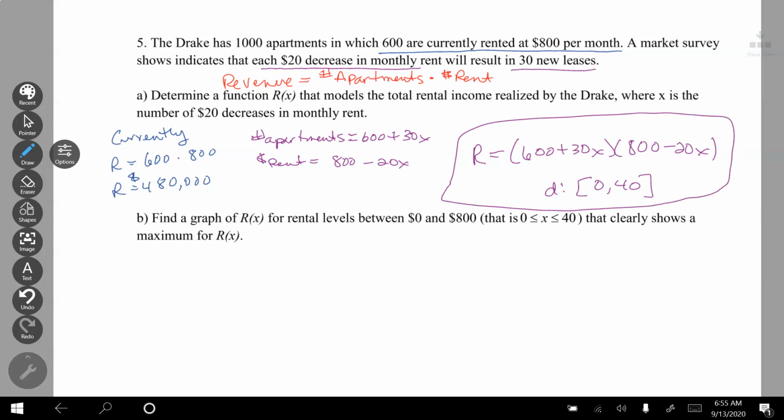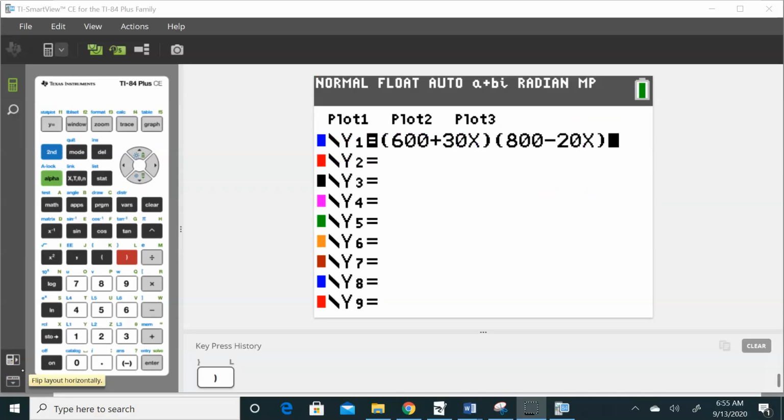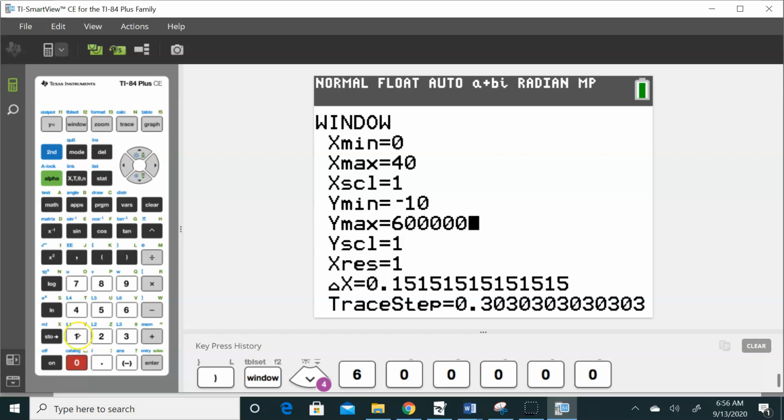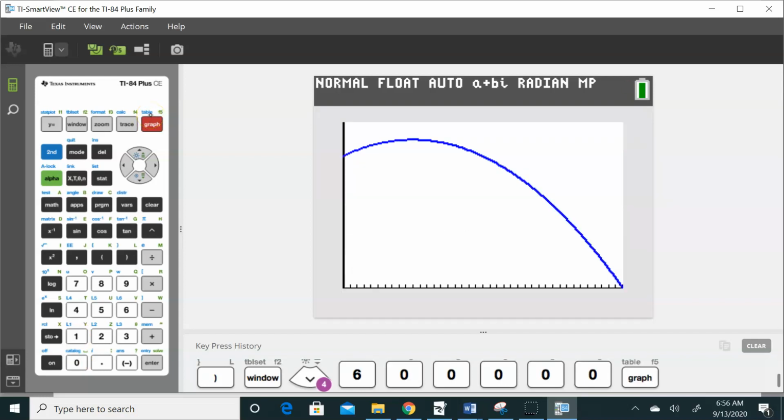I'm going to put this in the graphing calculator. I don't have to expand it. The calculator will handle it fine. Now I'm going to go to a window. I like my domain of 0 through 40, but my y value, 500, is not nearly enough. Right now we're at $480,000. This is going to go up, so maybe I should try maybe $600,000. I hit graph, and I get that, and you can see it does max out.